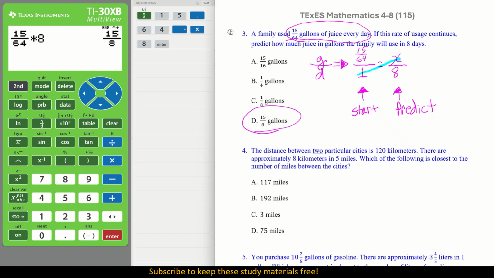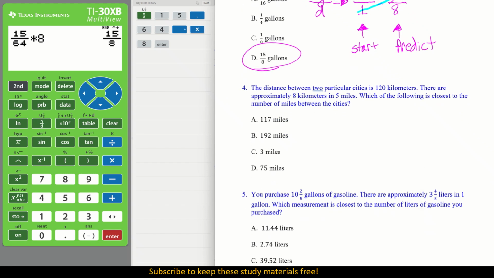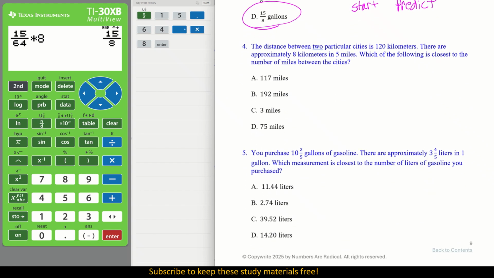All right, so let's go to number 4, all right? Go all the way up here. The distance between two particular cities is 120 kilometers, however you want to say it. There are approximately 8 kilometers and 5 miles. Which of the following is closest to the number of miles between the cities?